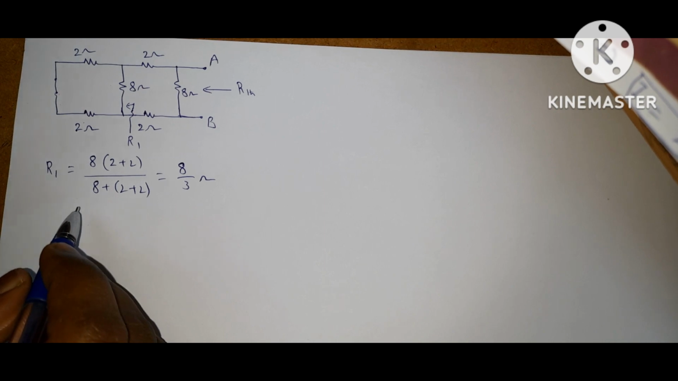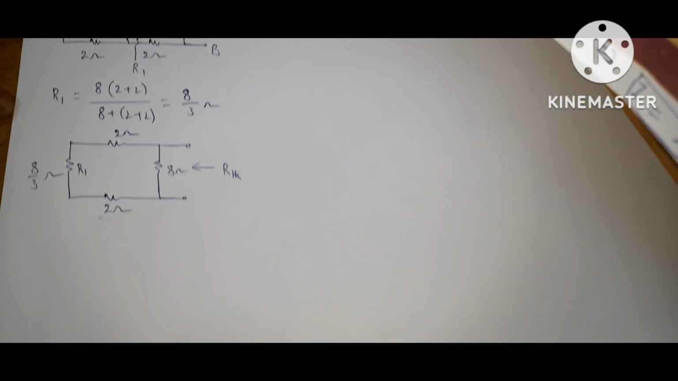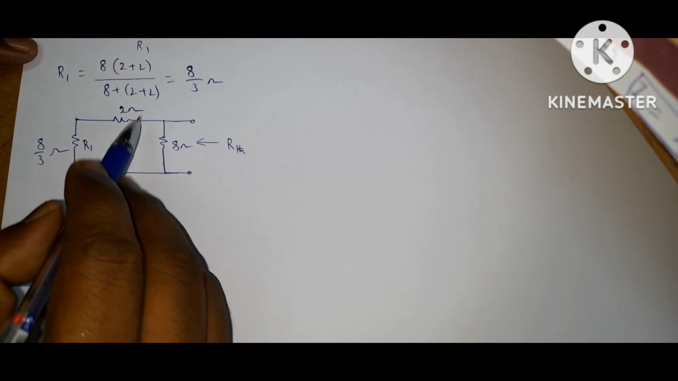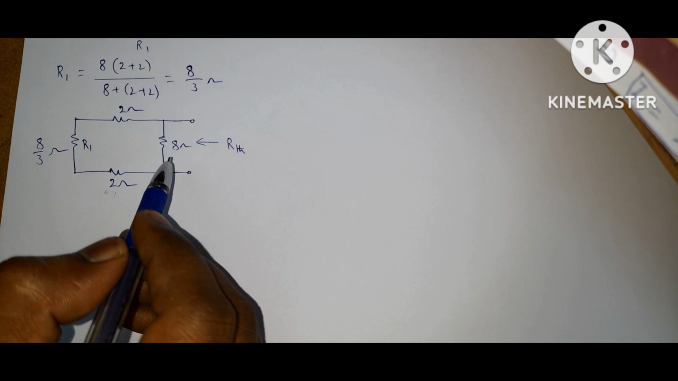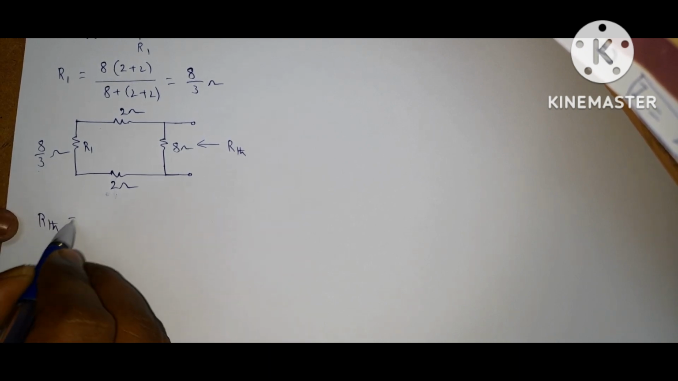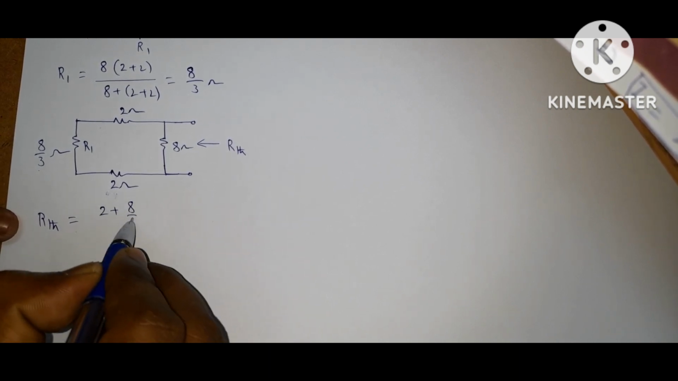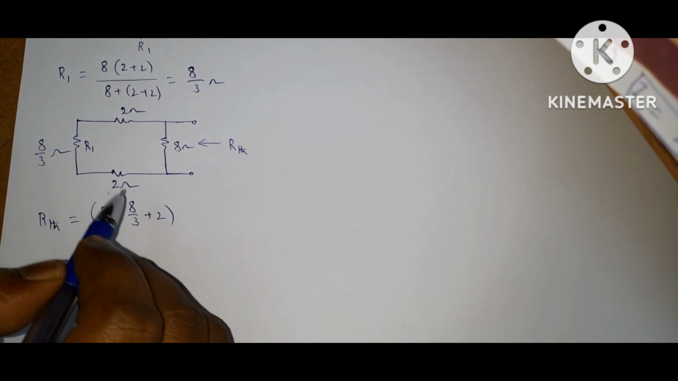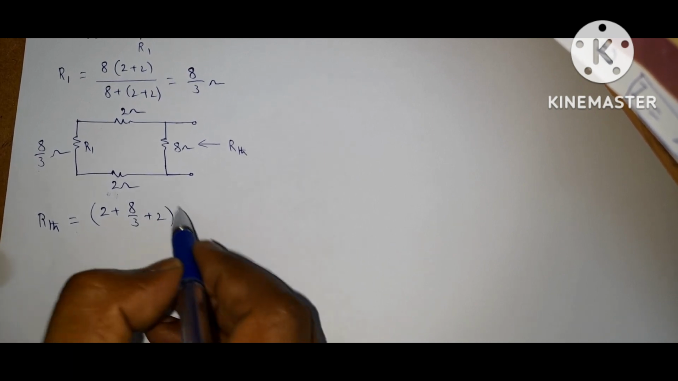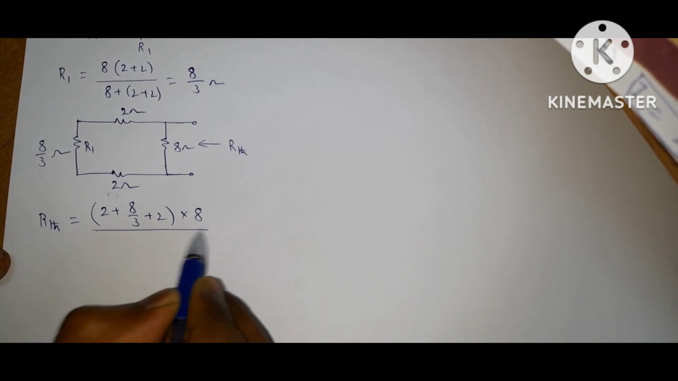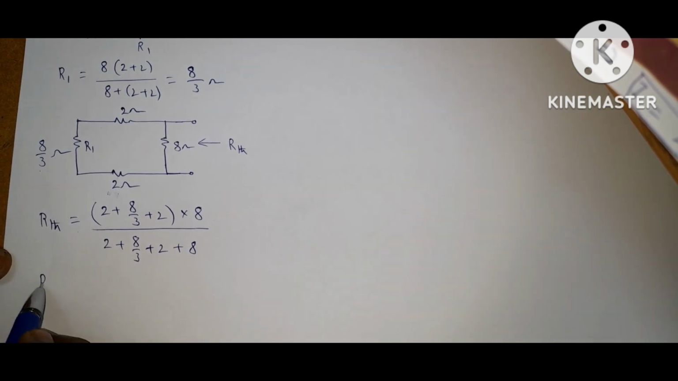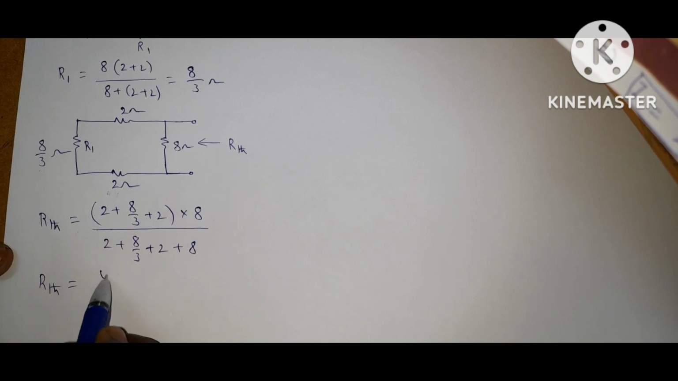Okay, the circuit becomes like this. Now again this 2 ohms, 8 by 3 ohms and 2 ohms are in series and this resultant is connected to this 8 ohms in parallel. So what is R Thevenin now? R Thevenin is equal to 2 plus 8 by 3 plus 2, the summation of the 3 series resistors, into 8 divided by (2 plus 8 by 3 plus 2 plus 8). If you solve this, you will get R Thevenin is equal to 40 by 11 ohms.